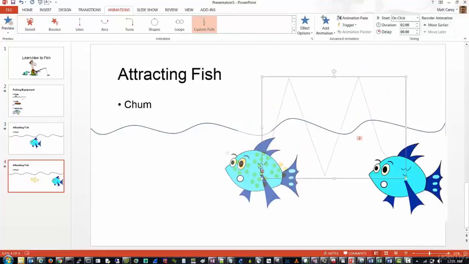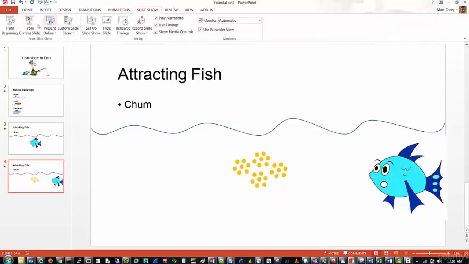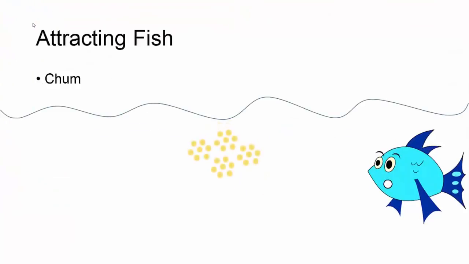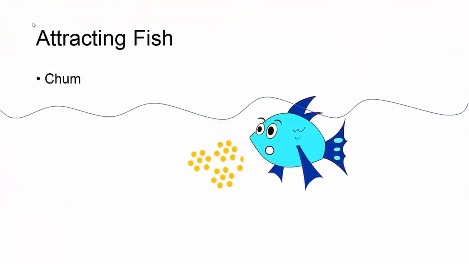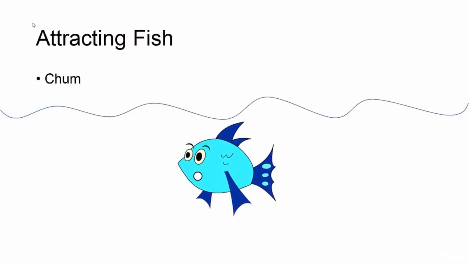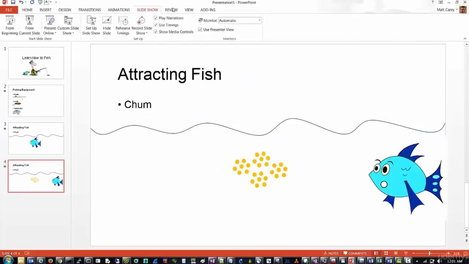Now you can see that the object followed the custom path that I created with my animation. That one is kind of quick, so I'll make that like 3. And let's actually watch it from the beginning of the slide. Whew. So there you go. That's a custom path animation.